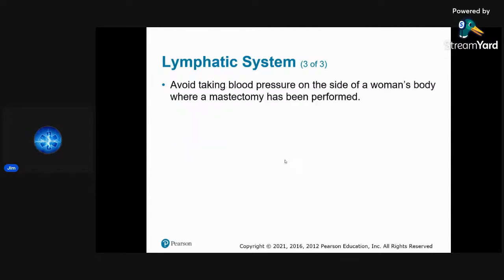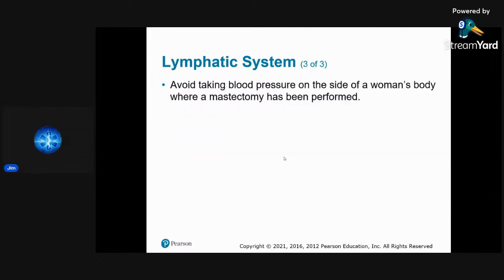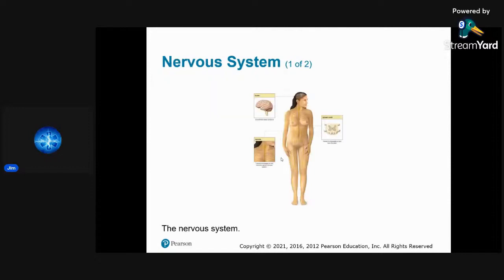Avoid taking blood pressure on the side of the body when a woman's had a mastectomy. That's why we ask, is it okay if I take blood pressure on this arm? Because if they've had a mastectomy, the breast tissue is a source of creating these lymphatic system or these lymph nodes, these lymphoid organs, and you'll crush it, and then they won't have any to help fight the infection.